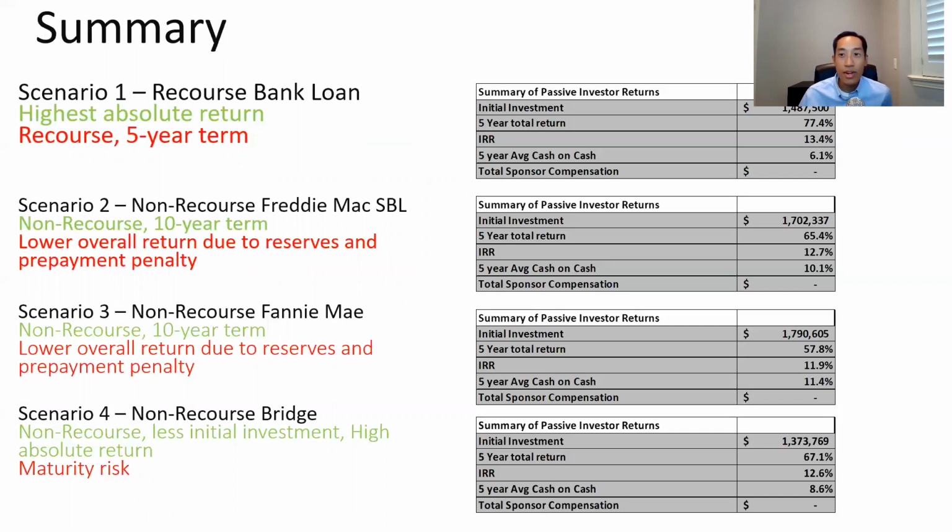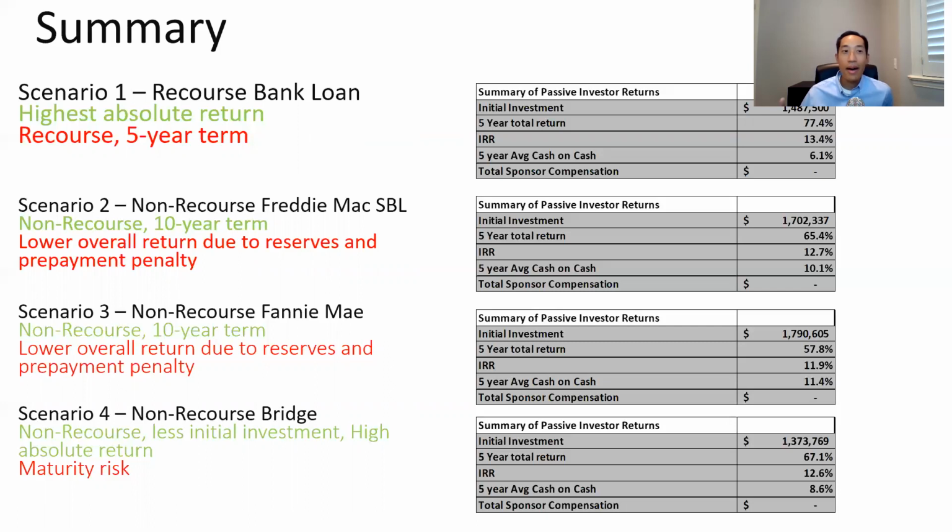Second scenario was non-recourse Freddie Mac SBL. So this was 1.7 on your initial investment, 65% total return. This lower return is driven by the reserves you have to put up right now and the prepayment penalty, which is step down. But then if you compare that to Fannie, you get non-recourse again, but then your reserves are higher and your prepayment is higher than Freddie. So on that one, you have a higher initial investment, lower return. And the last one is your non-recourse bridge. So this is less of an initial investment, and it has a higher absolute return, except against the recourse bank loan, because there is reserves, but then also a higher interest rate.